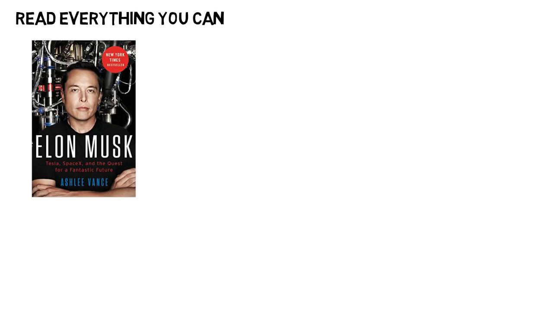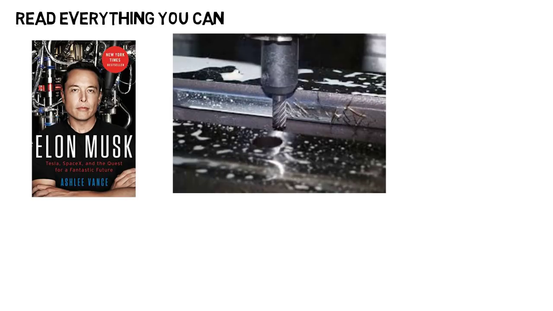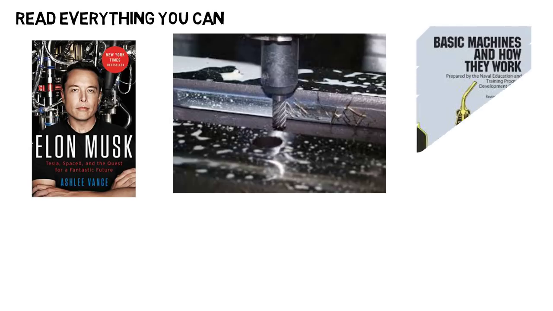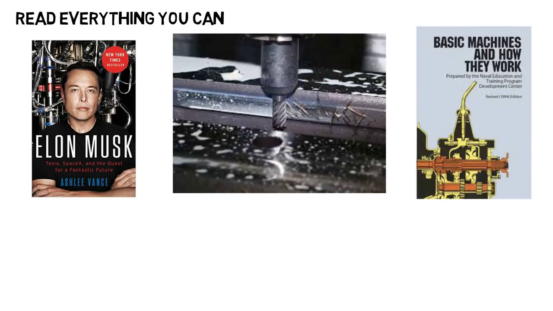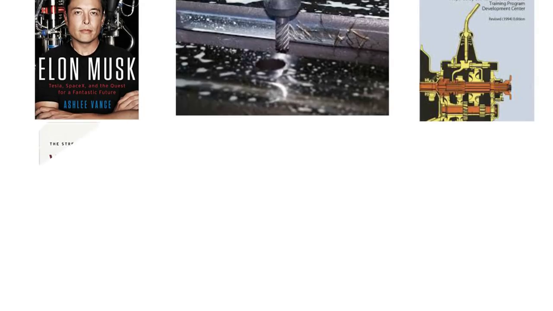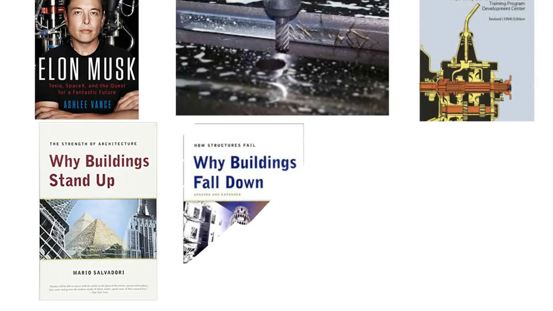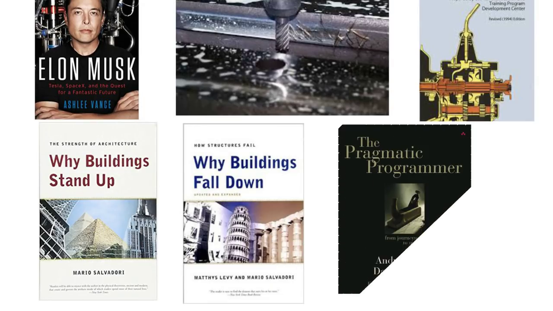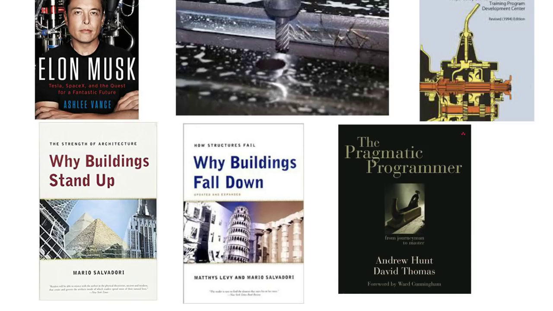Then also try to read everything you can get your hands on. This doesn't have to mean textbooks either. Read biographies of people you idolize. You can read about basic manufacturing techniques for those wanting to go into something like mechanical engineering. Or you can read Basic Machines and How They Work, which is an old book, but you can learn up on the basics of machinery. There's Why Buildings Stand Up and Why Buildings Fall Down. There's The Pragmatic Programmer, and of course more. These are all books I saw on various websites of top books every engineer should read.